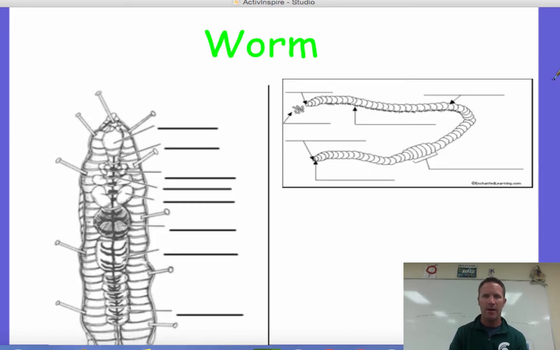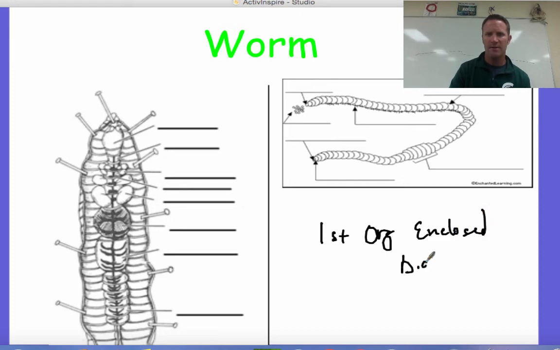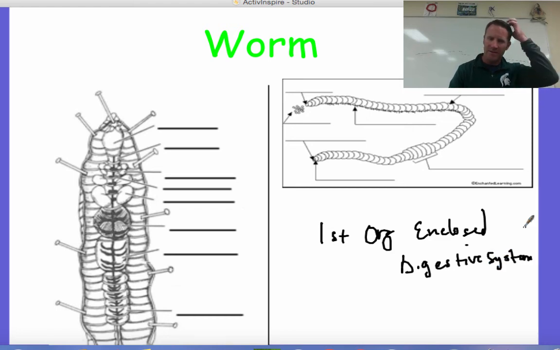Okay, in the home stretch, let's talk about the worms. So the worm was one of the first land creatures that we looked at. The worm was significant because it was the first organism with an enclosed digestive system. Okay, so we talked a lot about the significant things that worms do. You know, that they breathe through their skin, and they have to stay moist, and that they eat dirt, and they poop dirt, and that they were what we call invertebrates. So they have no backbone.